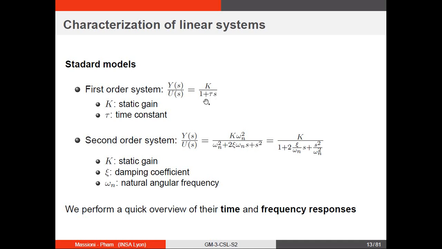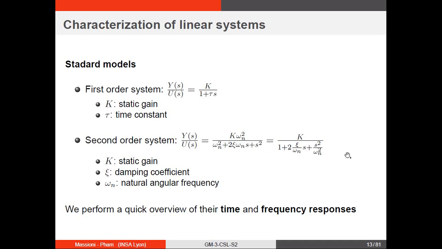If this is not the case, you might have a function where you have any number here plus any number times s. You can just divide numerator and denominator by the number here, and you're left with 1. So you can always normalize this function in order to have a 1 plus something here. And we like to do this also for second order systems.